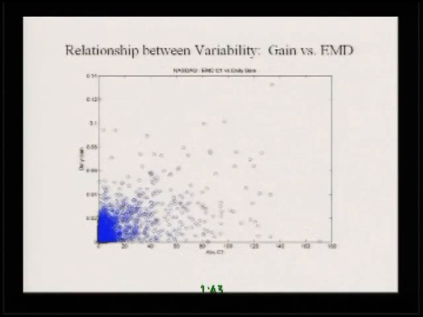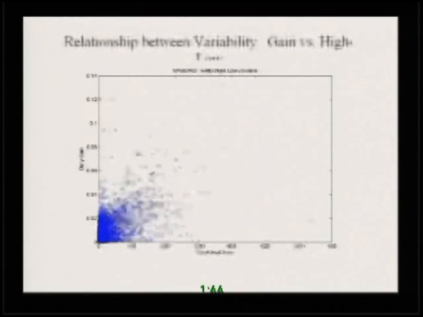Then I said, well, if they all behave about the same, let me plot the gain versus EMD, to see whether there's any correlation. Absolutely no correlation. What I call this is a shotgun pattern. It's just like you threw away a bunch of beans, they fall everywhere. And you try to plot the gain and high-low, again, no pattern.